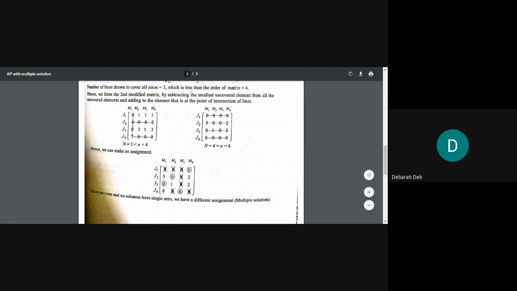Since you got 4 lines in the second modified matrix, that means we can make an assignment now, right? When we are about to make the assignment, the first thing that we have to do is draw the matrix in a fresh way, so that we can circle and cross the zeros, right? So after you finish drawing the lines in the second modified matrix, you make the fresh matrix.